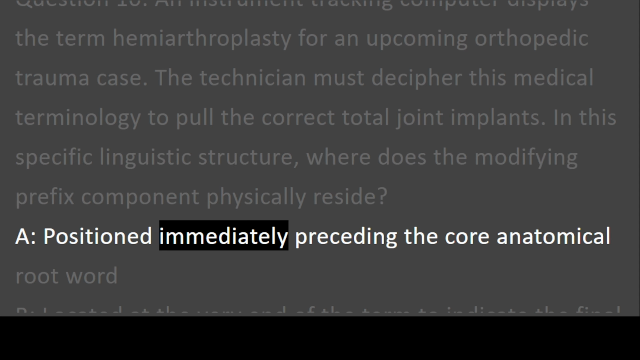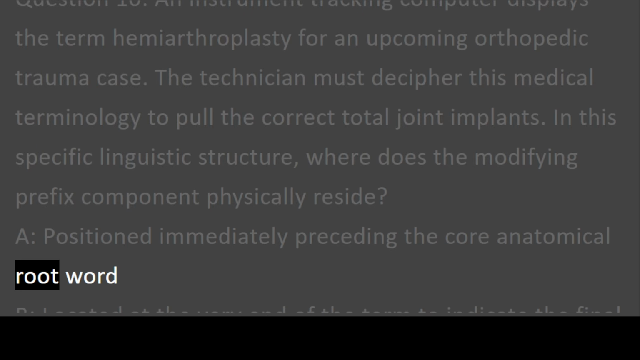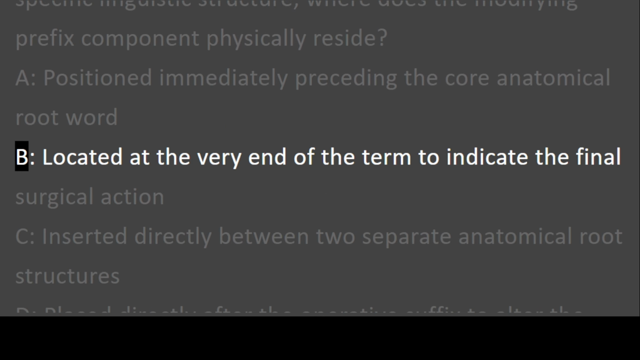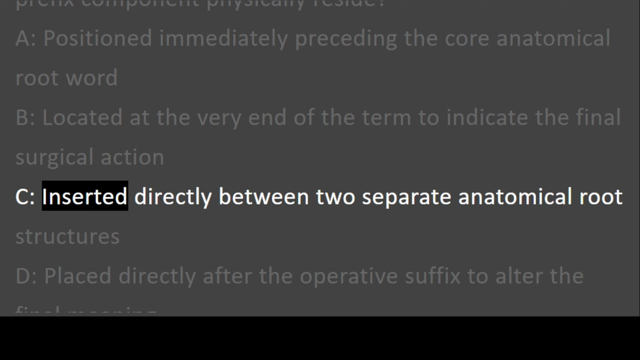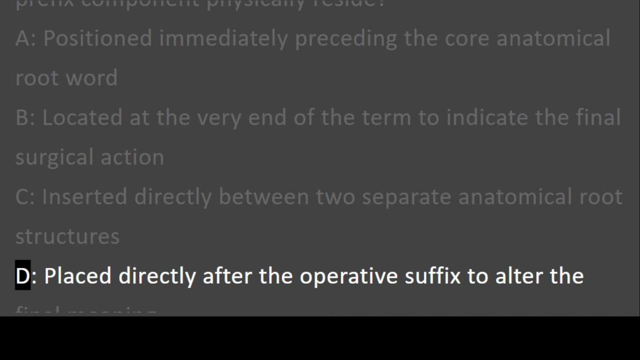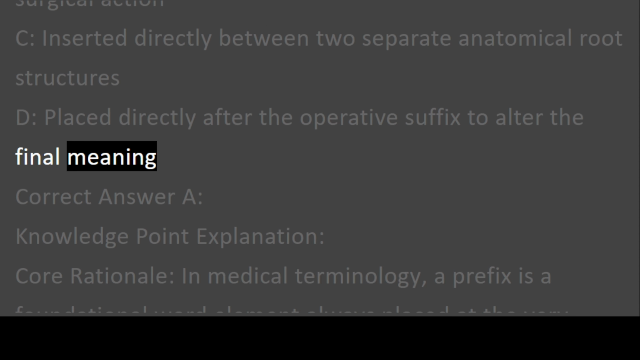A. Positioned immediately preceding the core anatomical root word. B. Located at the very end of the term to indicate the final surgical action. C. Inserted directly between two separate anatomical root structures. D. Placed directly after the operative suffix to alter the final meaning.